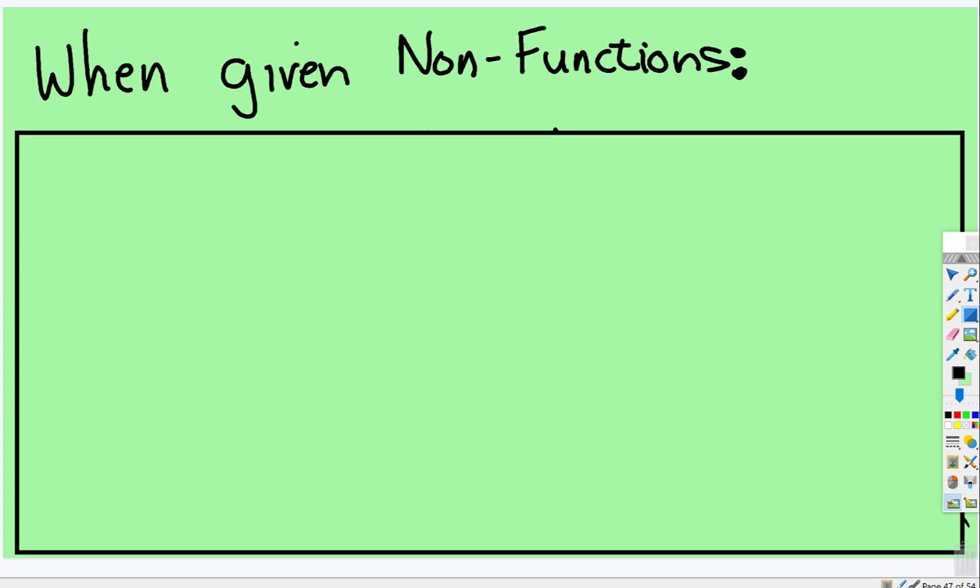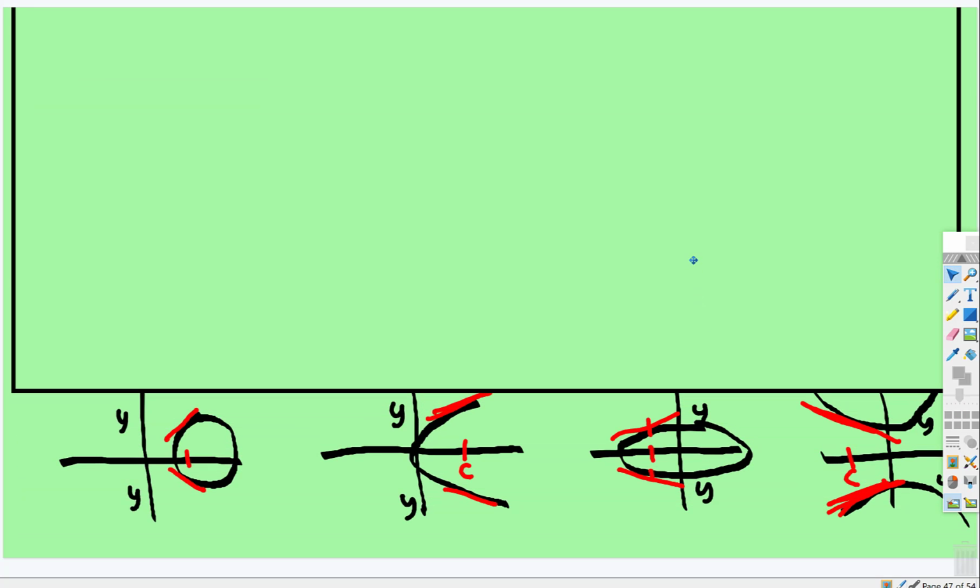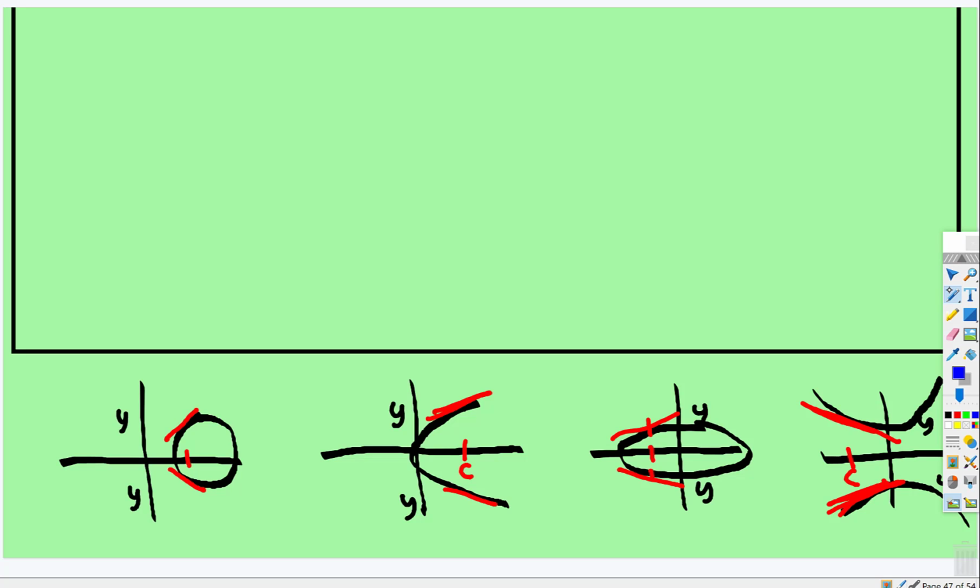Okay, with respect to derivatives, what happens when we're given non-functions? Well, remember, what are non-functions? One way to test is to do a vertical line test, right? When a vertical line runs through a graph twice, you have a non-function.